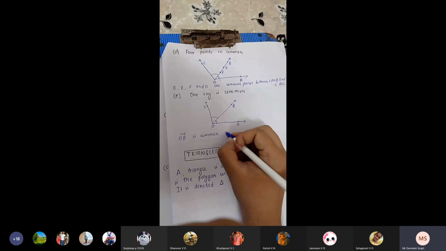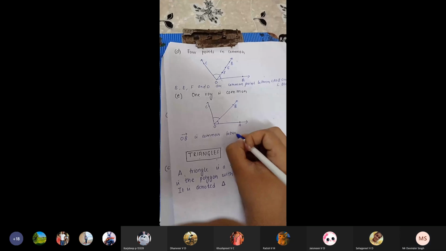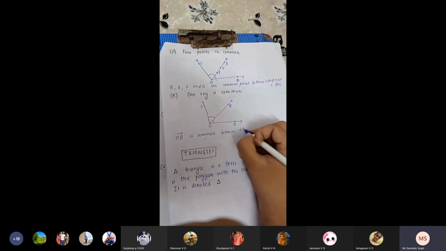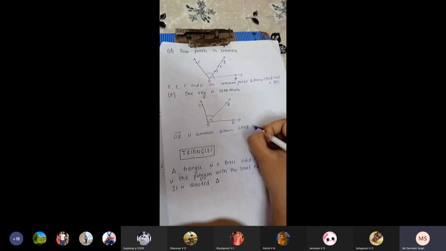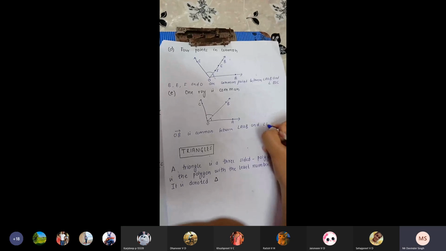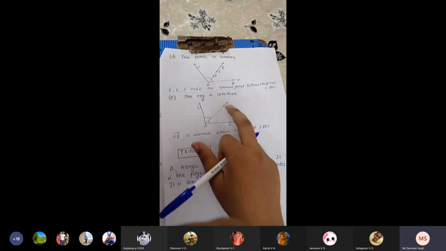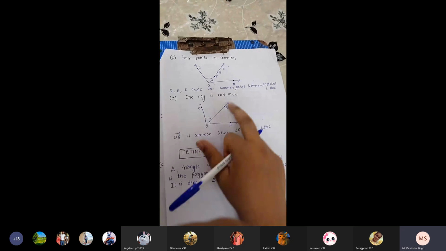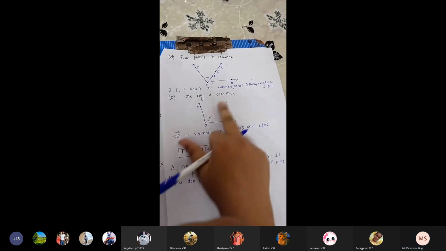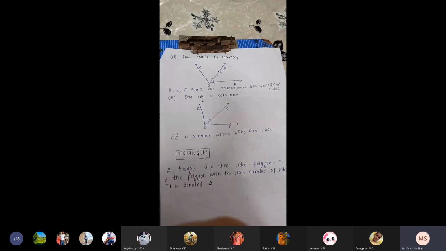between the angle AOB and angle BOC. So it is common between AOB and BOC. So this is the common ray. Okay, this was the E part. Any doubt in this you can ask me.